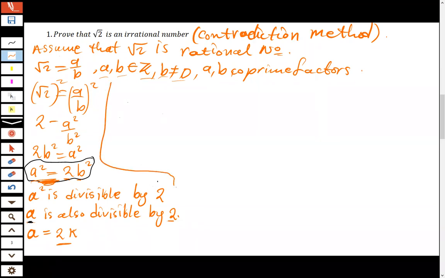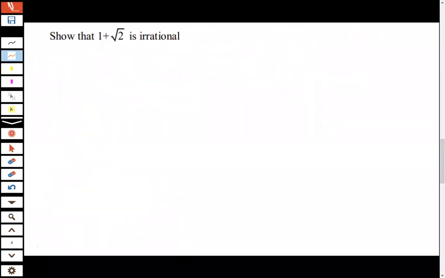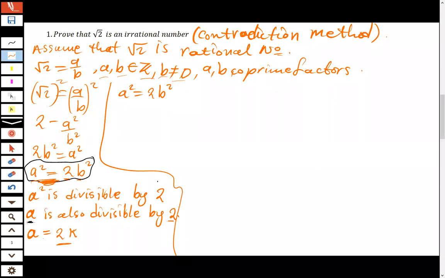So in this expression, a squared is equal to 2b squared. While there is a, I'm going to put 2k. So here, while there's a, I'll put 2k. Then this is squared, equal to 2b squared.